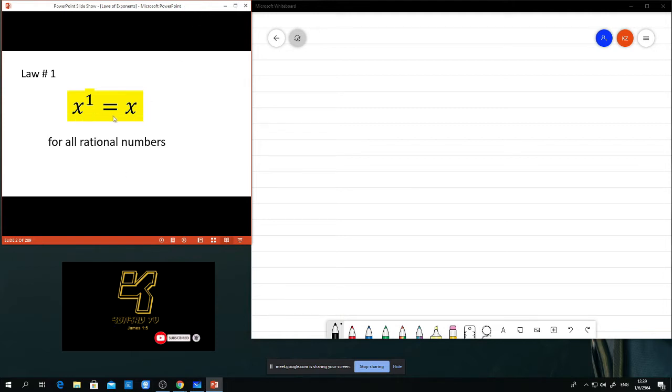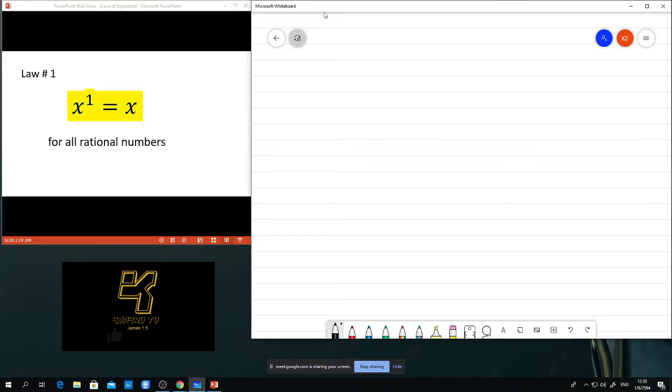x power of 1 equals x for all rational numbers. What do we mean by rational numbers? All rational numbers can be written as a fraction. For example, 1/2, yes, this is rational. 0.5, yes, this is rational. What else? The square root of 25, which is 5. Yes, it is rational. So this is law number one.